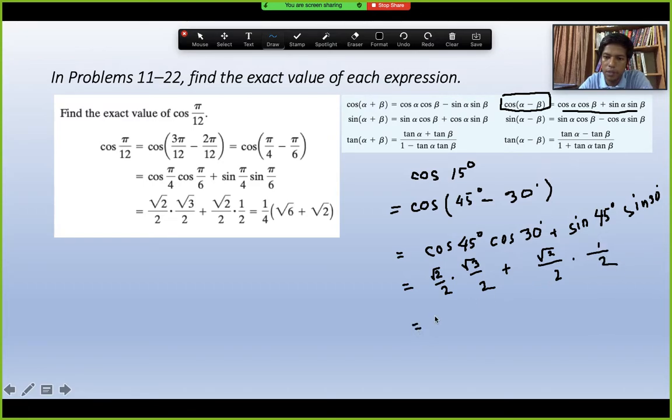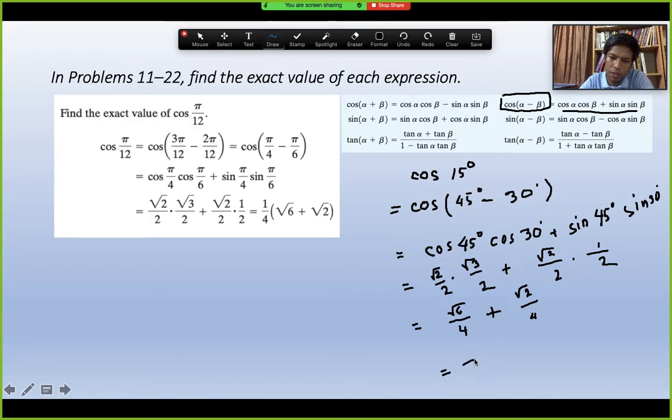Now we can write root 6 by... we can actually take root 2 common, divided by 4, that is also fine. This is 1 by 4 plus this is root 2 divided by 4. So 1 by 4 we can take common, or root 2 divided by 4 also we can take common, then it will be root 3 plus 1. So in both ways you can write the answer.